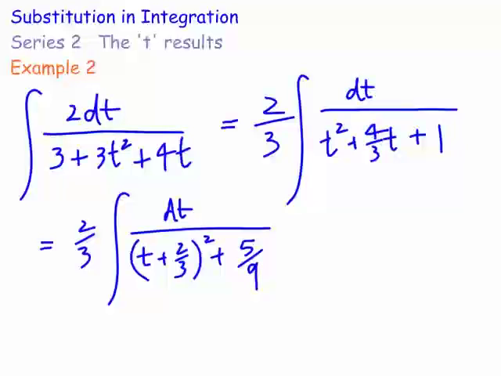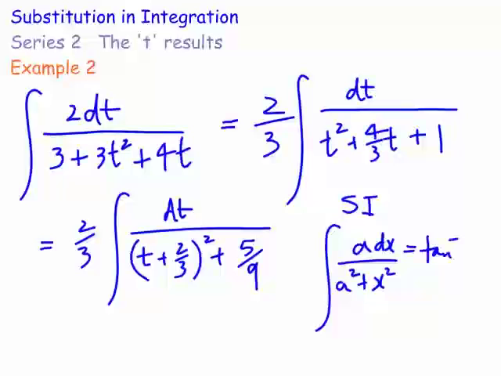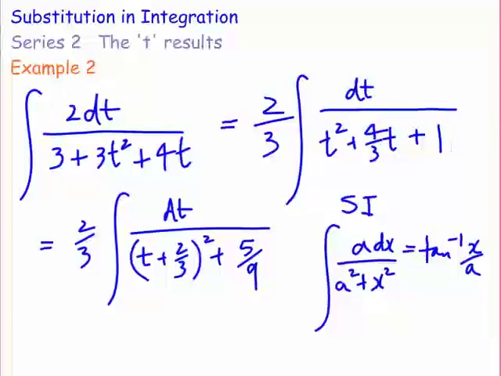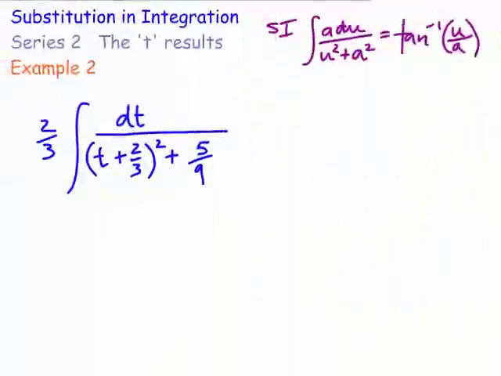Now hopefully we recognize this as a standard integral. This is the inverse tan integral. We now have to apply one of the standard integrals. What standard integral is this one? Let's write this down. It's the integral of a on a squared plus x squared dx equals inverse tan x on a. This is the standard integral, so we're going to now apply this.